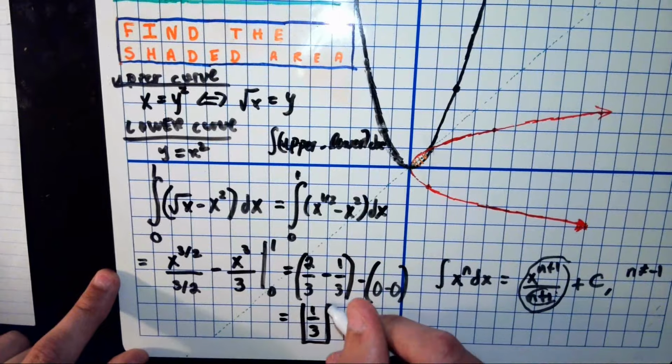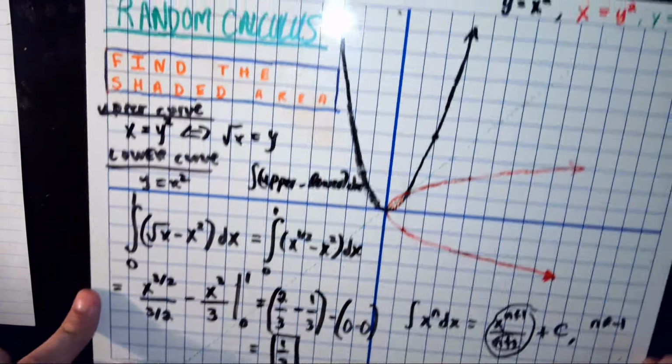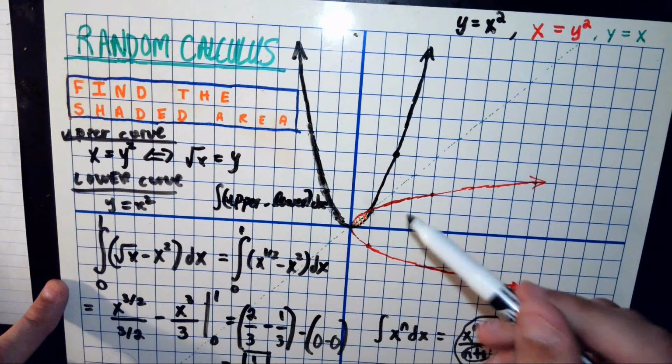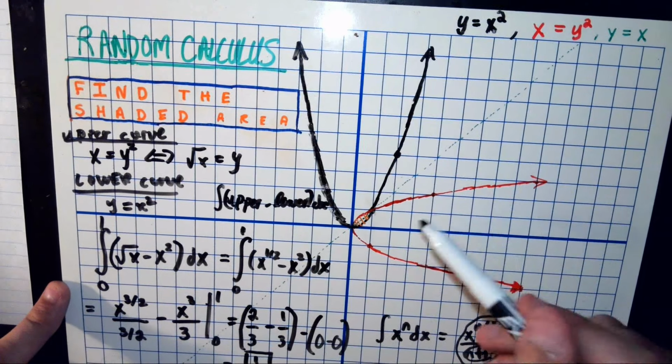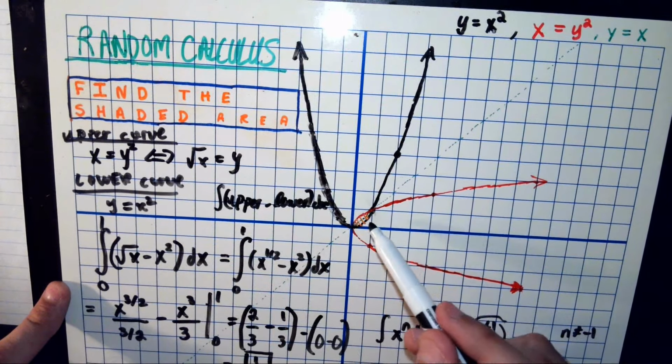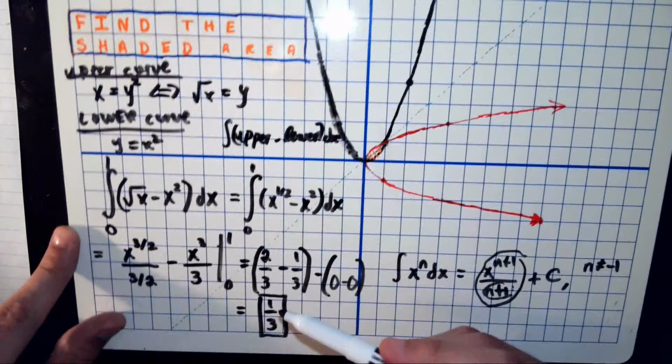So that is the area bounded between the curve y equals x squared, this black curve, and the curve x equals y squared, or in other words, the curve y equals the square root of x. So yeah, this is that area. That area is 1/3.